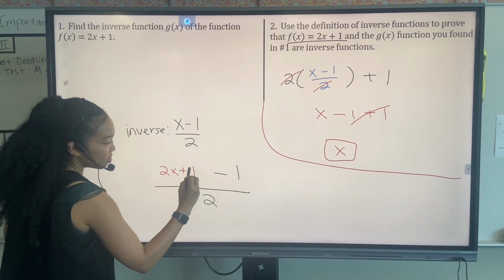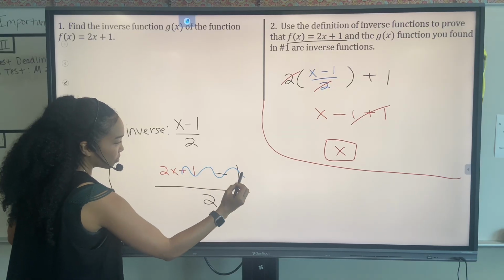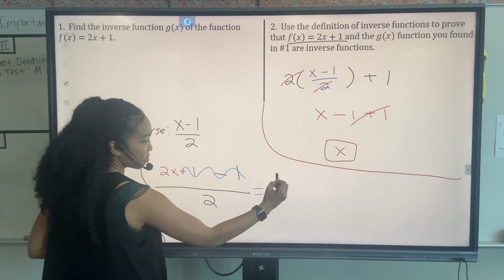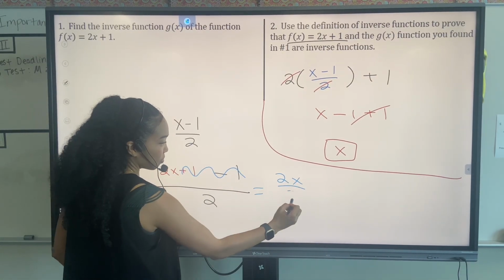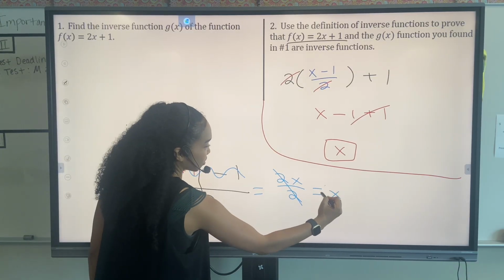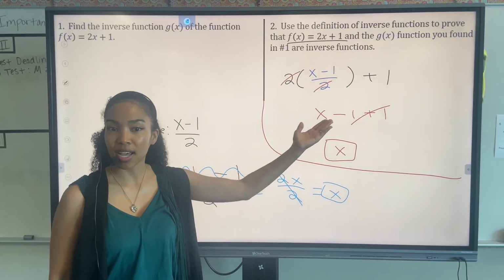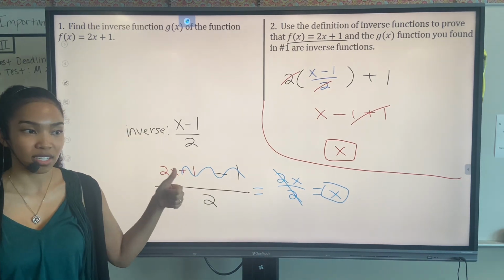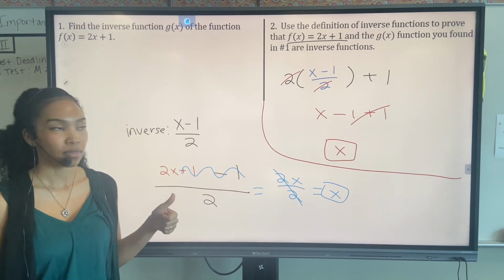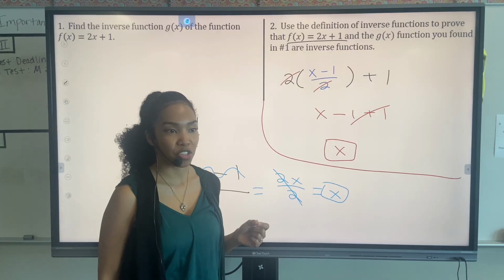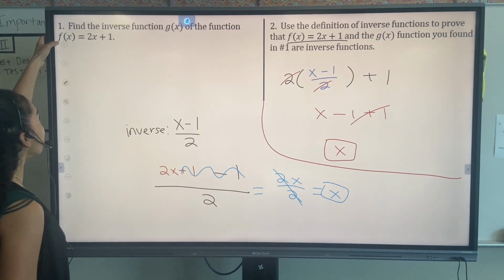1 minus 1 is 0, so this is gone. We're left with 2x over 2. And those cancel. You're left with x. So guys, since we were left with x both times, that means these are indeed inverses of each other. Okay? We verified it using compositions. All right, let's move on.